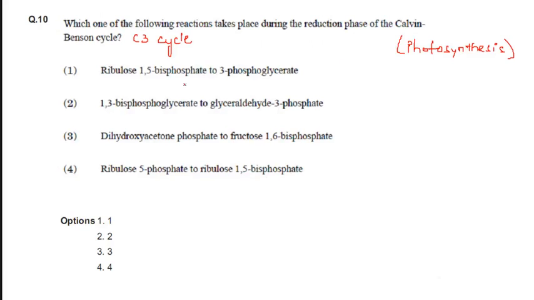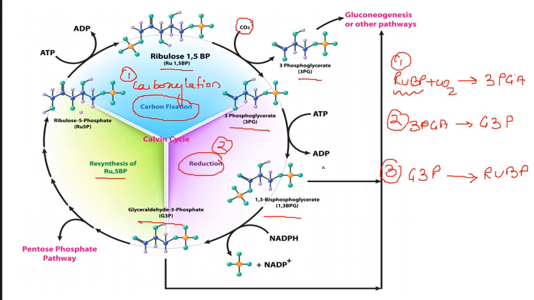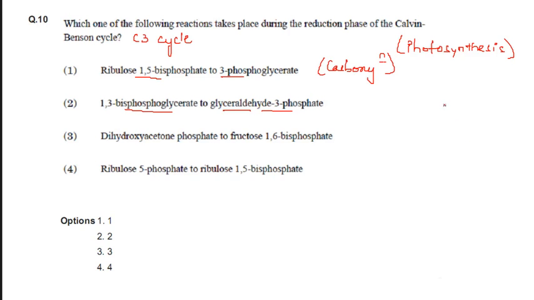Now come back to the question. What we see here, see, ribulose 1,5 bisphosphate will form 3-PGA. Now this is a carboxylation step. Okay, 1,3 bisphosphoglycerate to glyceraldehyde 3-phosphate. I told you there is an intermediary step, 1,3 bisphosphoglycerate to glyceraldehyde 3-phosphate. This is a reductional step.